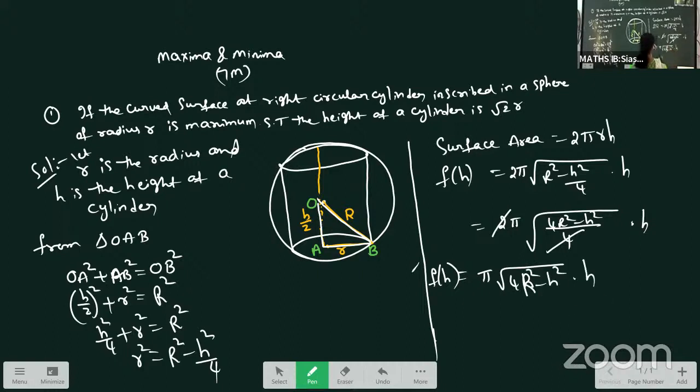Now we have to find out by differentiating with respect to h. So f of h derivative, f dash of h. F dash of h is equals to outside pi as it is, and inside apply UV rule, under root of 4r square minus h square. It is in the concept of root x.